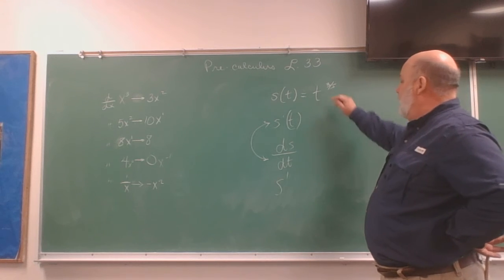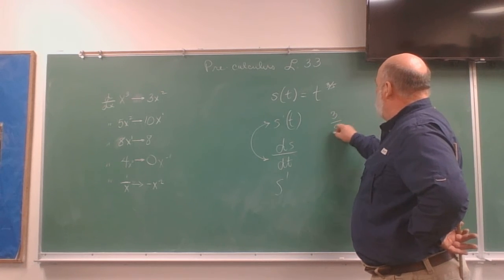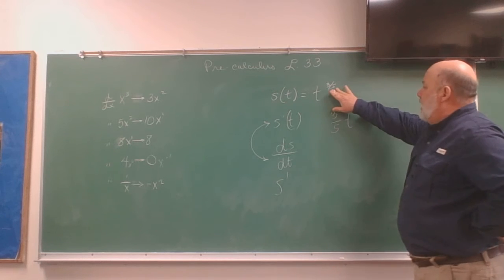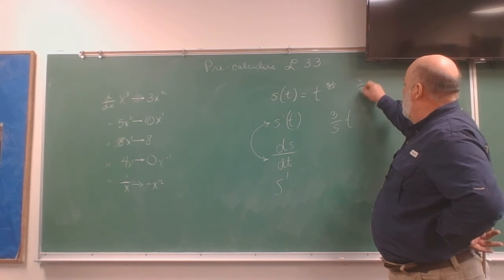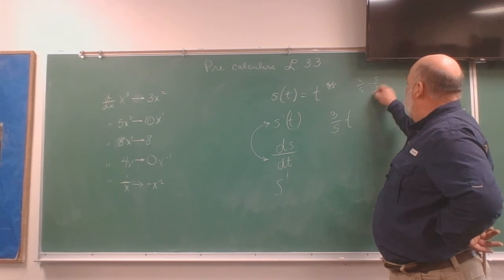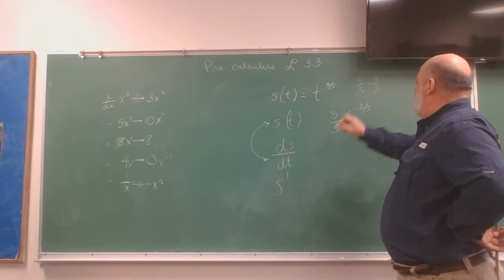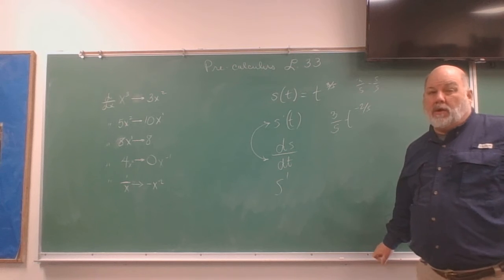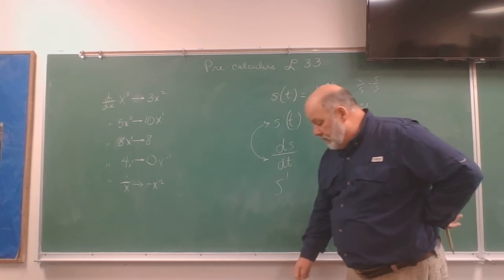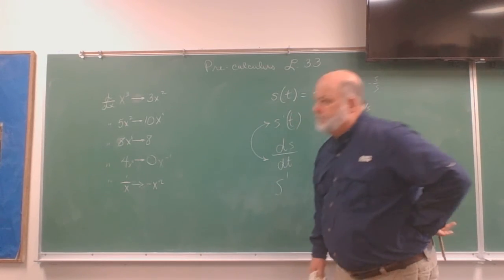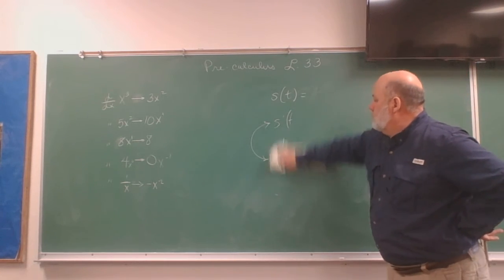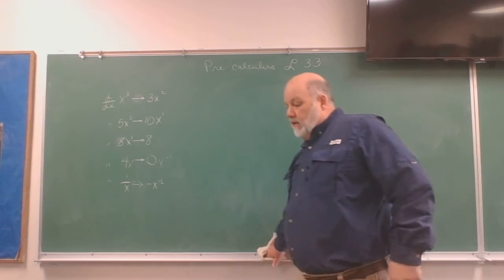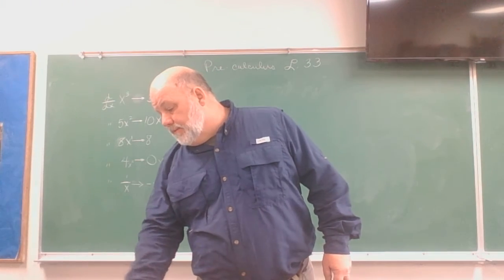So we just take 3/5, bring it to the front, t, and now I do 3/5 minus 1, 3/5 minus 5/5. That gives me t to the negative 2/5 power. No real mystery to that. I think there's a couple more examples.